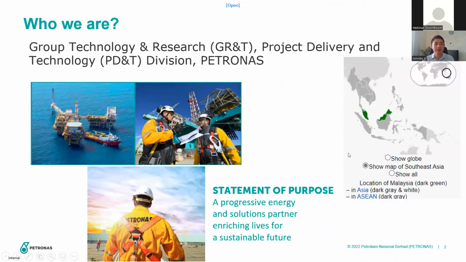Before I start my presentation, I would like to give a basic introduction of who we are and where we are from. We are the Group Technology and Research and Project Delivery and Technology, PDNT Division, Petronas. Petronas is located in Malaysia. If you don't know where exactly Malaysia is, the right picture shows a map where the dark green color is Malaysia, located in Southeast Asia.